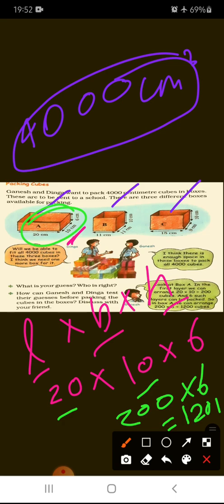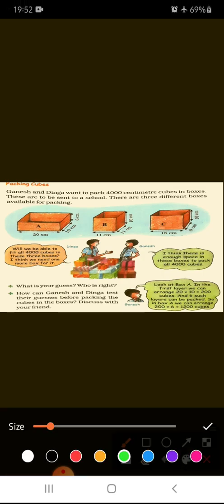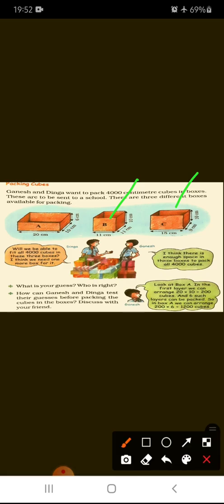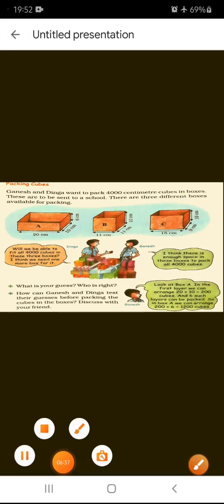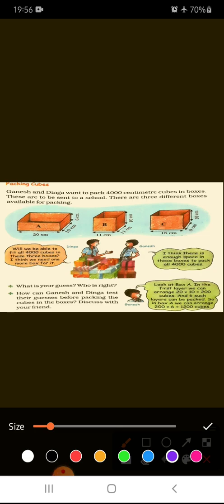Now let's see the second box. Similarly, you will find the volume of the second box, and similarly the volume of the third box. You just pause the video and find the answers. Hope you have all found the answer. So what's your answer? Just check from here.